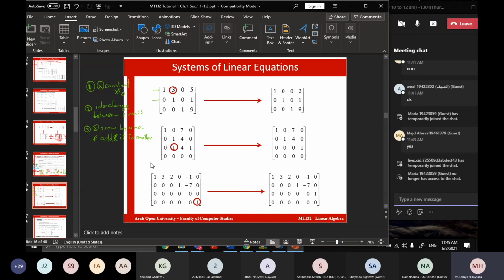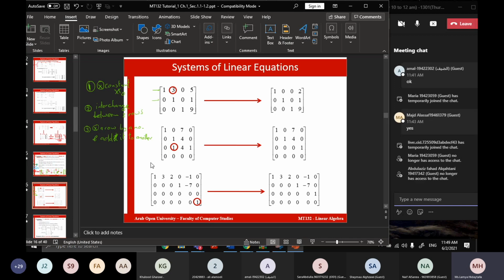Okay, so from now put in your mind: first, you cannot deal with the columns. You can only work with rows. The only thing you can work with is rows.